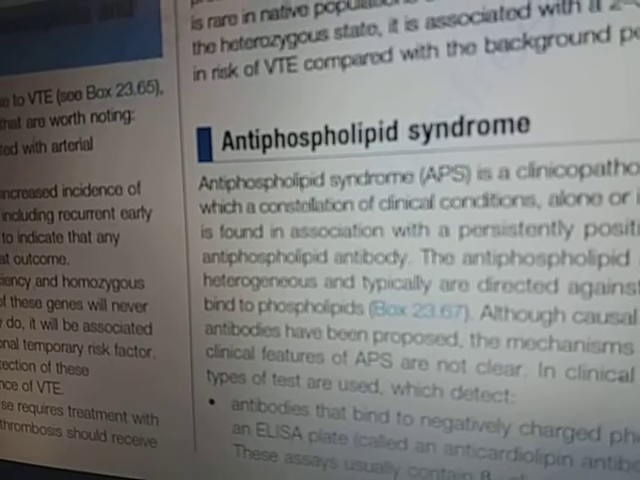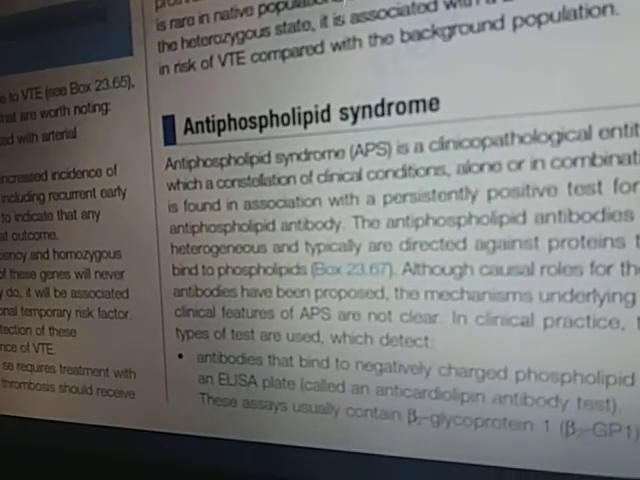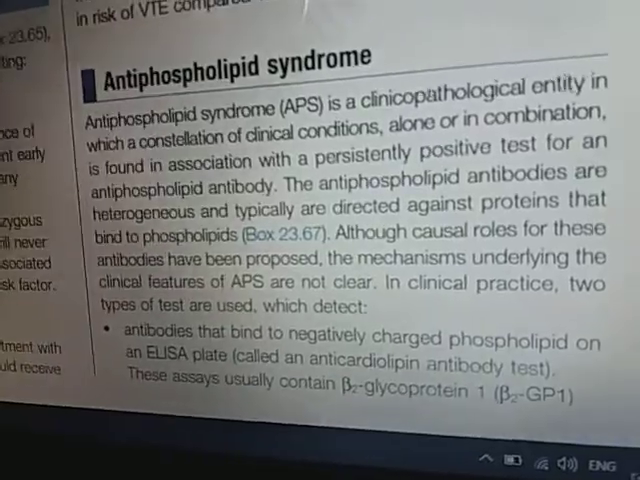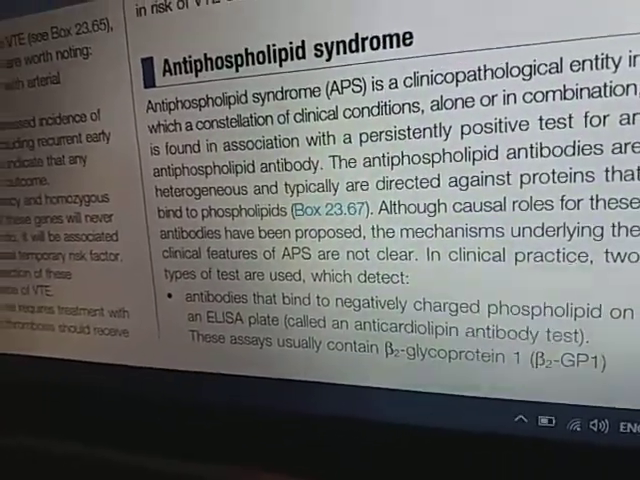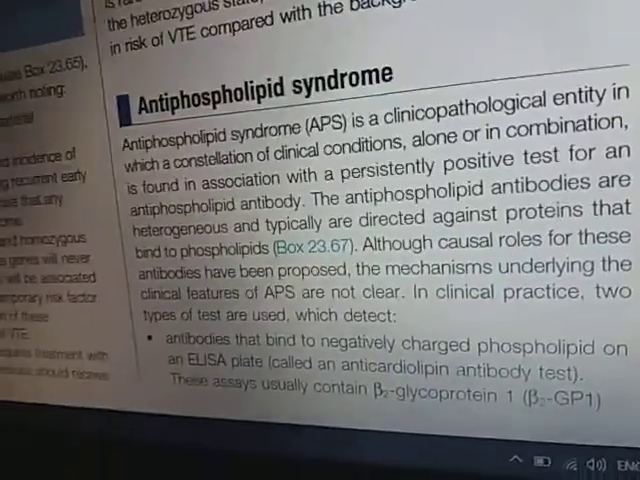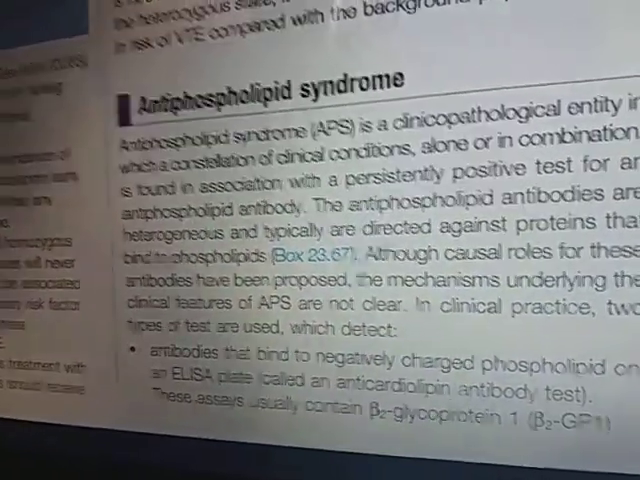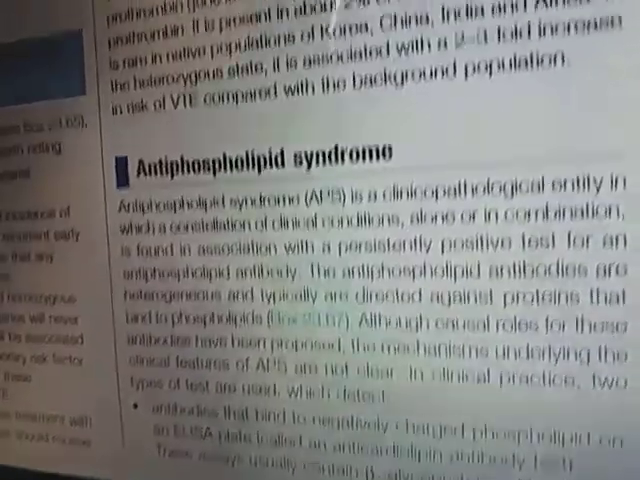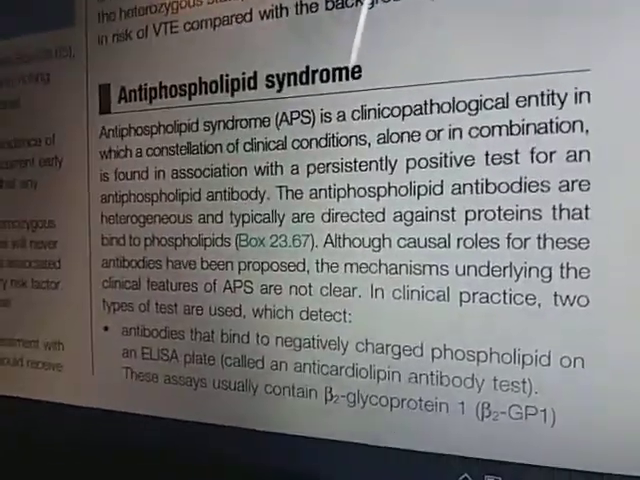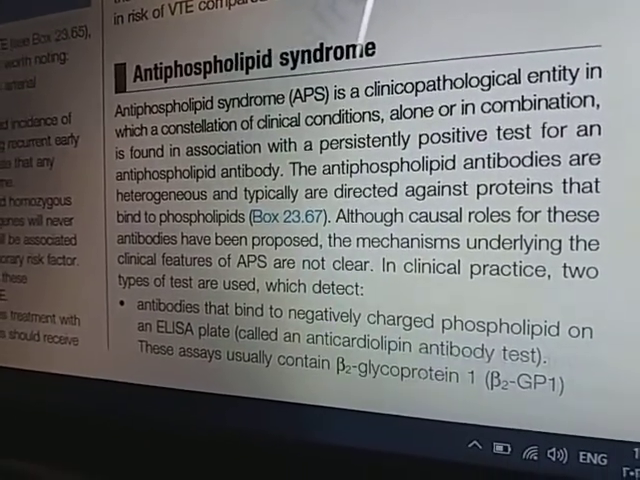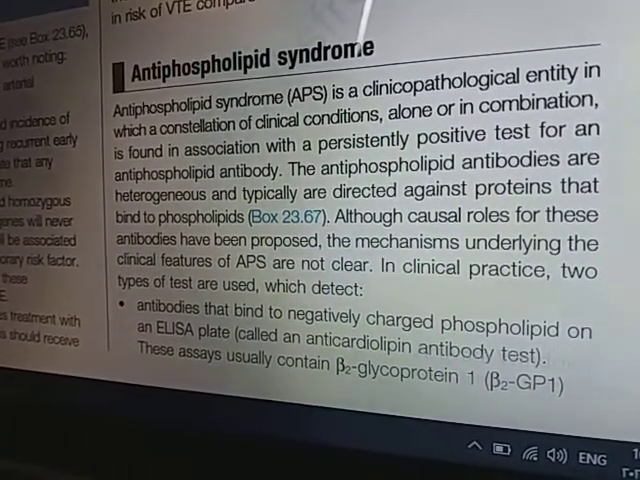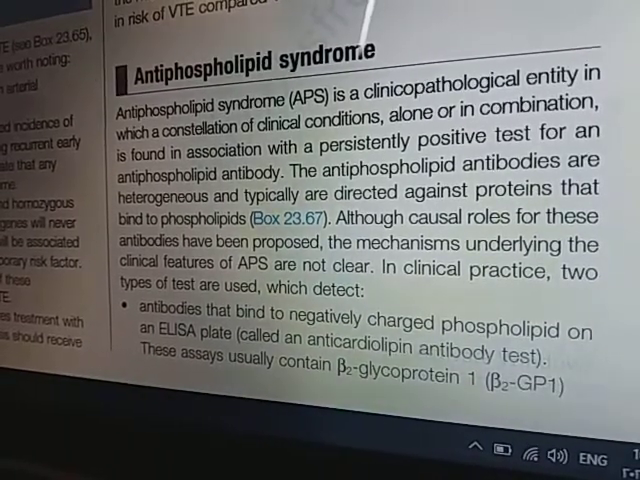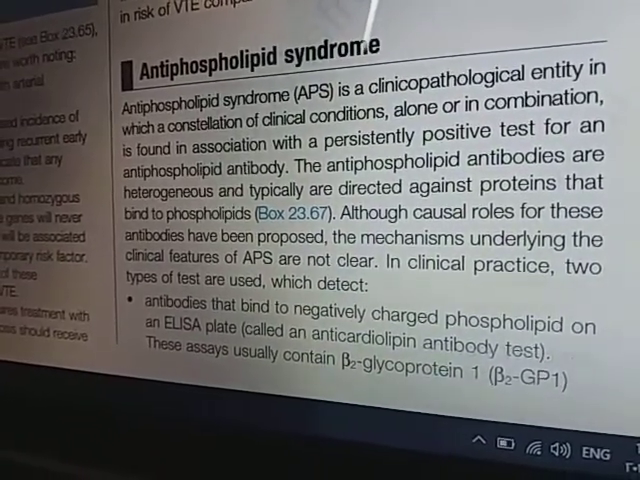Now, antiphospholipid antibody syndrome. Davidson, page 977. Antiphospholipid antibodies represent a distinct class of autoantibodies that are seen in about a third of SLE patients, but can also be present in individuals who don't carry the diagnosis of SLE.